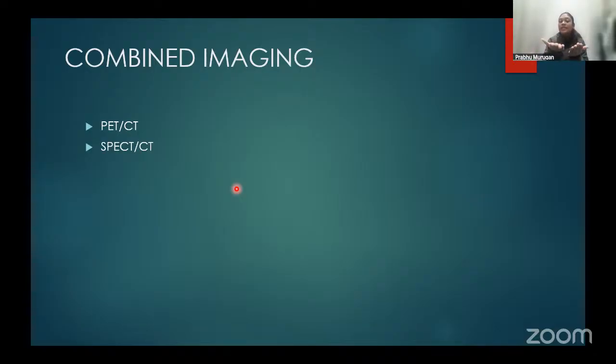We know that CT gives you these fine nuances, right? That is the fine detailing of the bone structures and all. So when you combine the PET and the CT, this PET CT is a hybrid image, will give you both the metastatic information and it also captures the fine details. Similar to that only is your SPECT CT. PET CT, SPECT CT. These are fusion imaging or combined imaging.